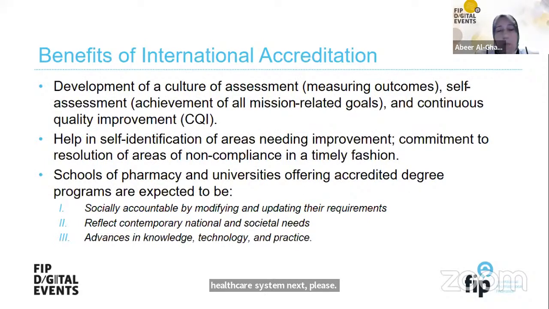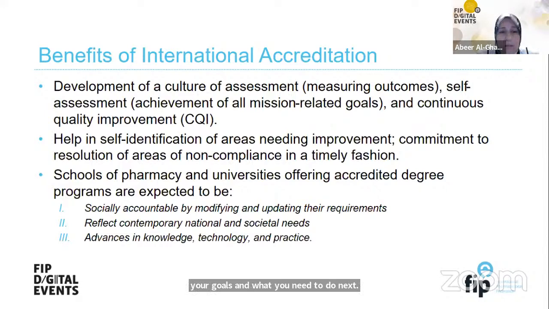Definitely, that would also develop a culture of assessment, measuring outcomes. And this is important because you need to know how you're doing. You want to have a mirror image reflecting where you are in achieving your mission-related goals, and to plan for continuous quality improvement. And that's not going to happen unless you have that wonderful, nice cycle of assessment to give you some sort of measuring of those outcomes and reflecting on where you are with achieving your goals and what you need to do next.